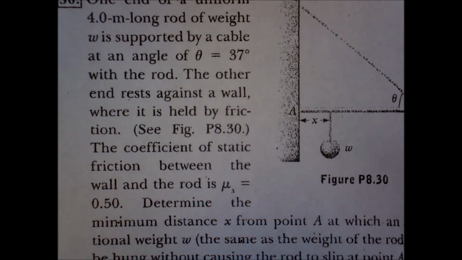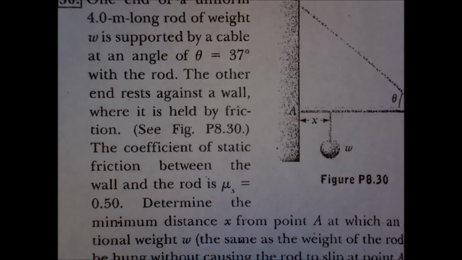So this is problem 30 from your textbook. In the picture, we have our weight hanging here. We want to know how far x is to produce equilibrium. This is allowed to slip, so it's just being held by friction here. If this goes too far, eventually it's going to cause it to fall down. Alright, so let's do it.